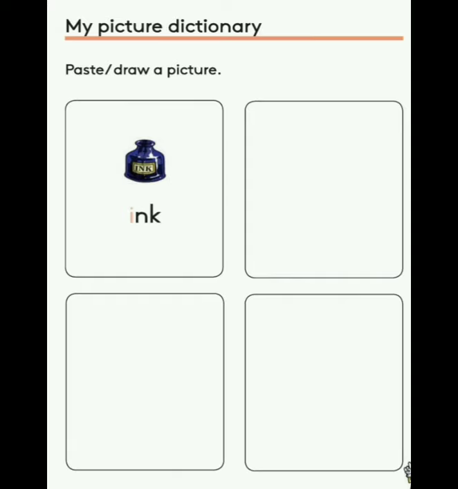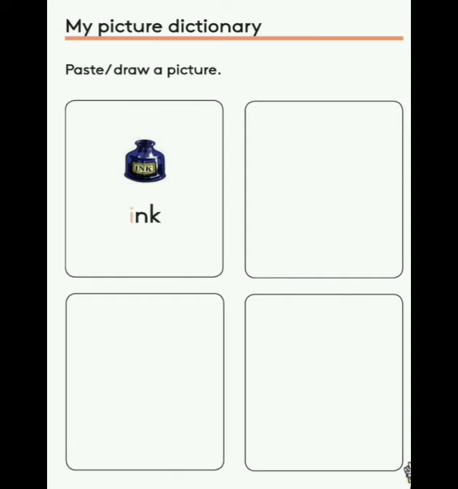Now you are familiar with them. So children, you have to cut and paste, or you can do the drawing part. Draw and color using the color pencils. Then at the very end, you are going to name it out. You are going to name the pictures.